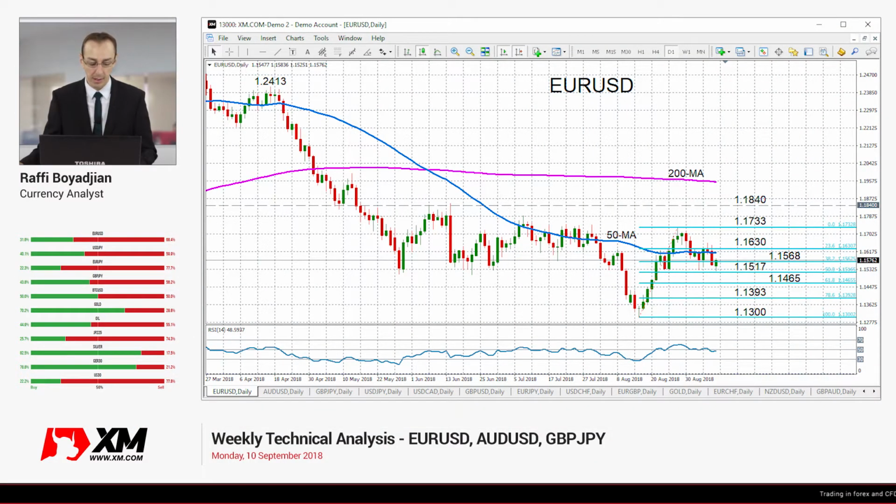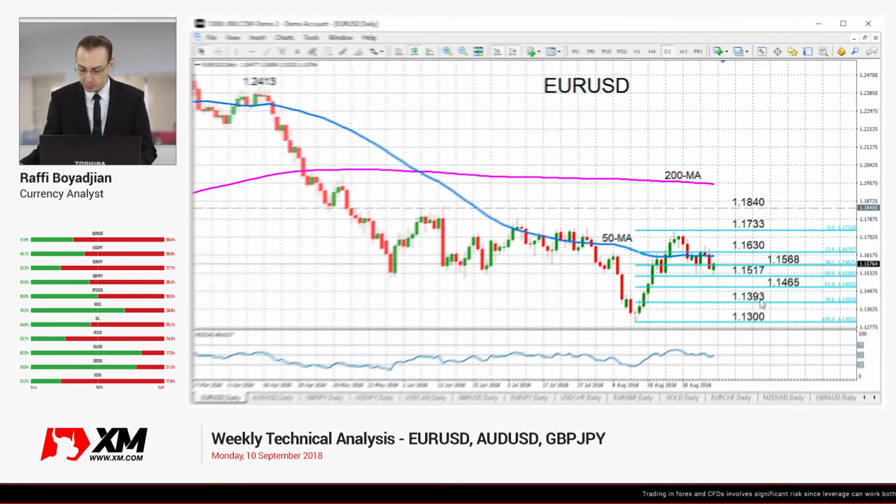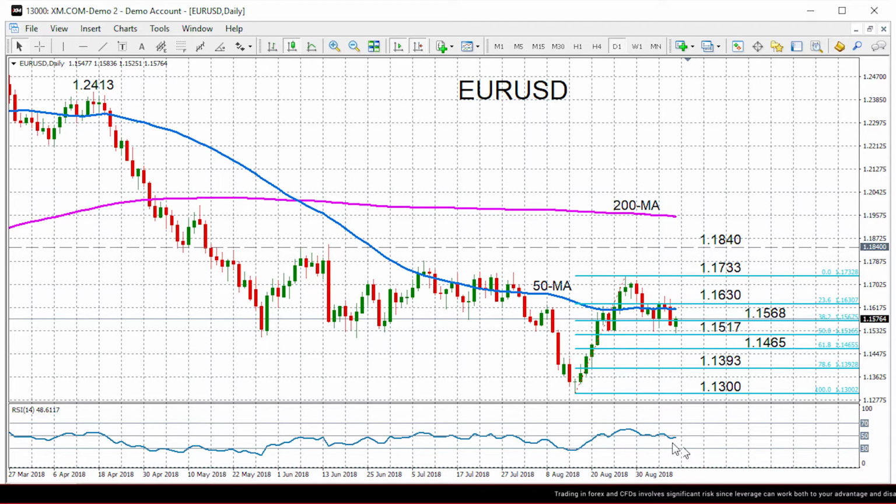The pairs we're going to be looking at for this week are the euro dollar, the Aussie dollar, and the pound yen. Starting first with euro dollar, we can see that the near-term bias is neutral. RSI is more or less flat, just below the 50 neutral level. There is a bit of an upside momentum today, though.